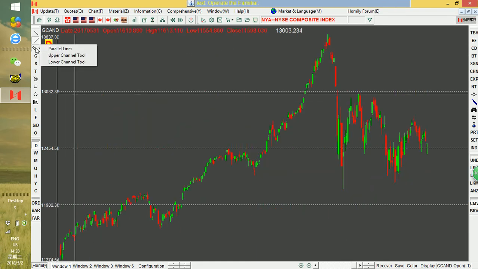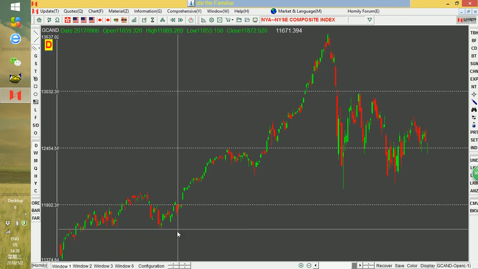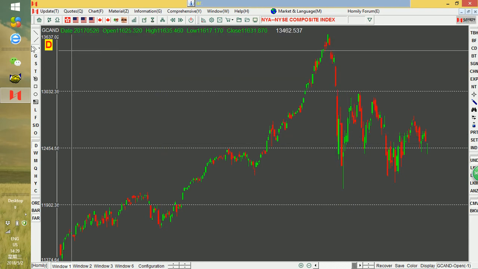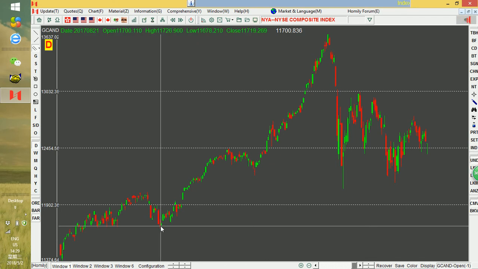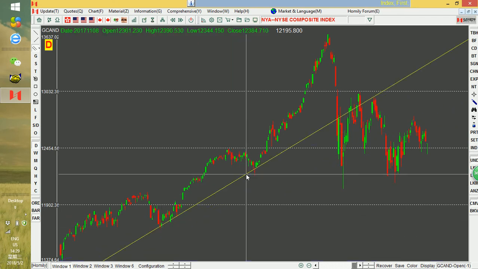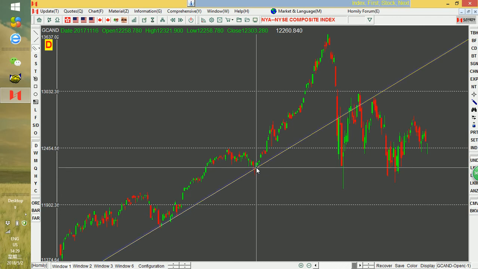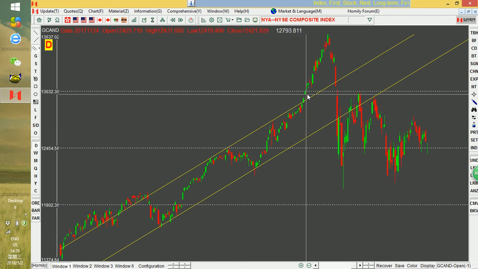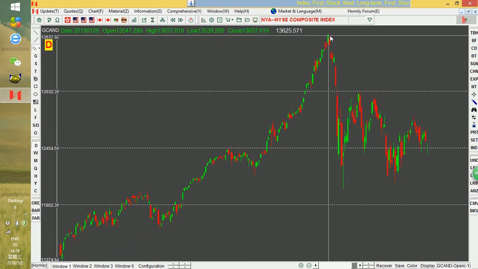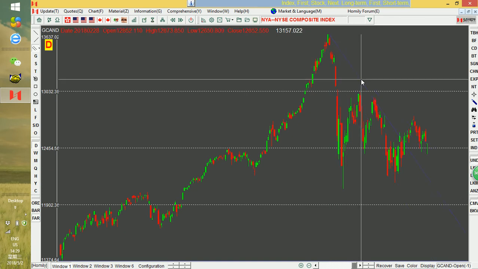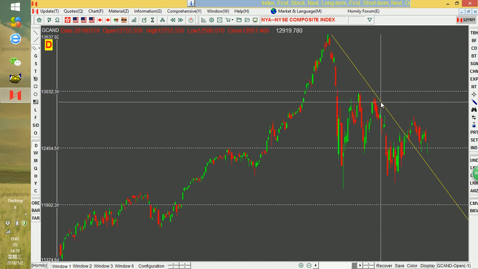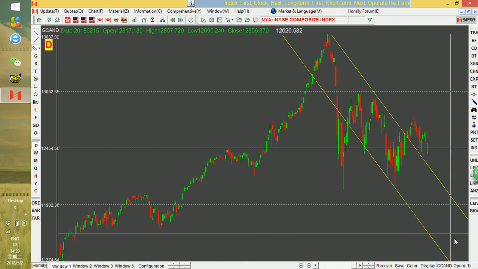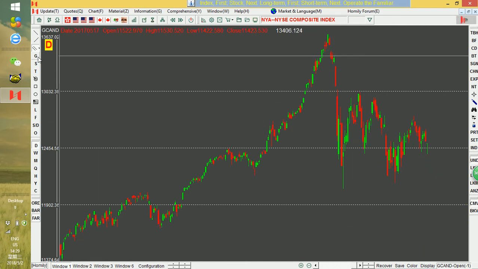For example, here this is an upper channel line. Right, this is the uptrend, and we have an upper channel here. So this is the upper channel line. And for another example, the downward channel line here, and we will parallel it like here. This is a downward trend.